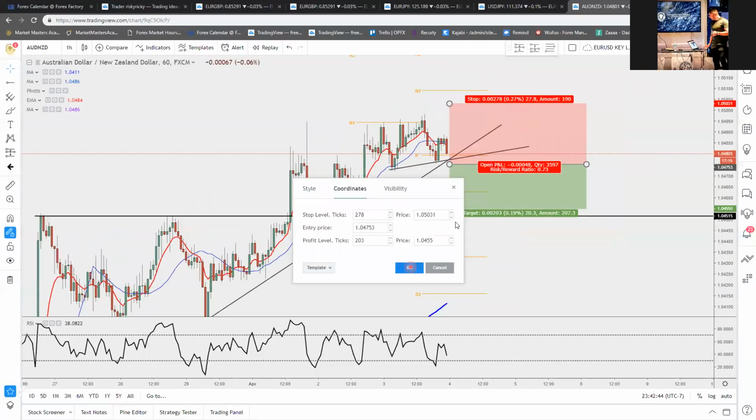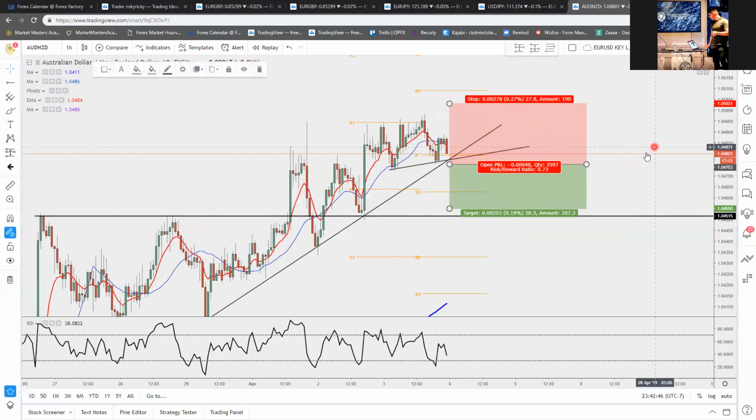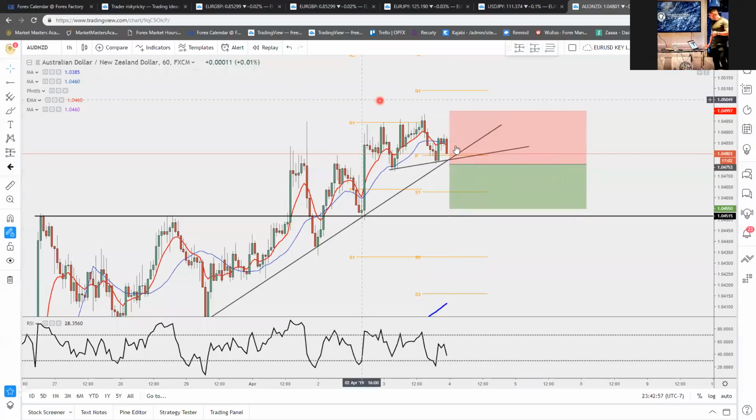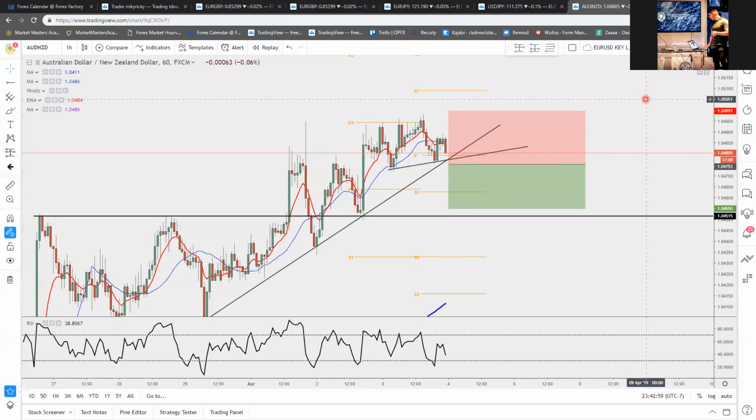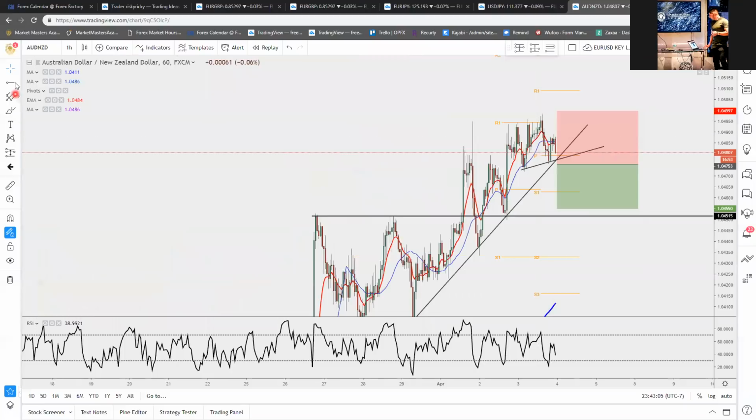Okay, this is an entry right here. The stop loss is a little bit too high, but let's keep it like that. So get ready for a sell on AUD NZD. It's dropping. It's expected to drop. You guys can already see.